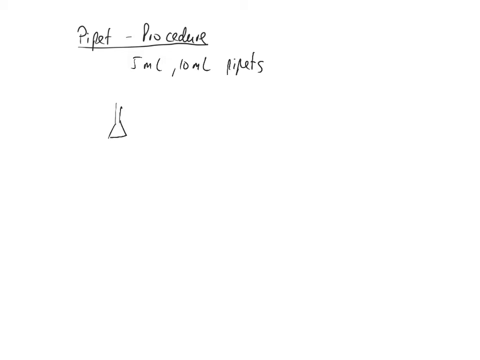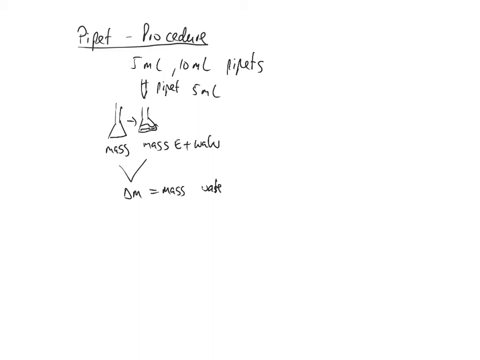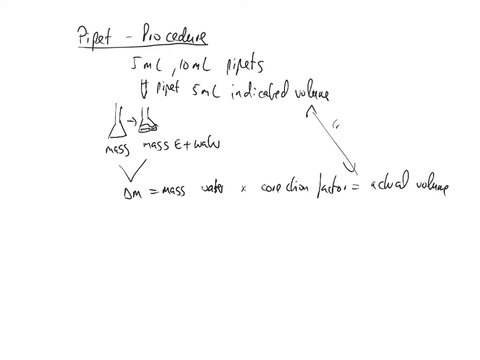Again, take an Erlenmeyer flask, weigh the mass of the Erlenmeyer flask. Then, for example, if you have a pipette, you pipette 5 milliliters into an Erlenmeyer flask. So here's my Erlenmeyer flask with water. The difference in mass is the mass of the water times the correction factor, that gives me the actual volume. The 5 milliliters is the indicated volume. Remember, it's 5.00 milliliters, and then we can compare.